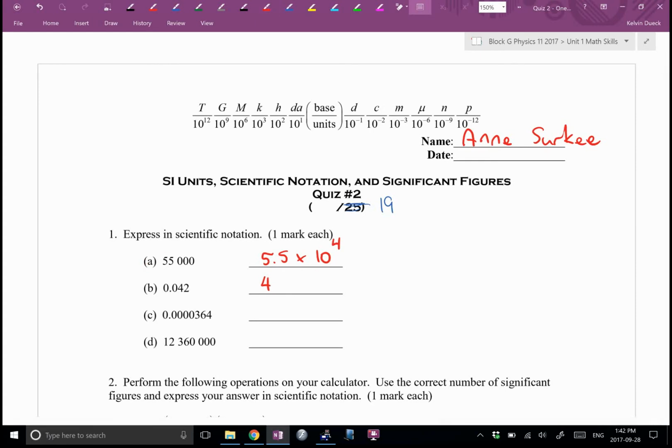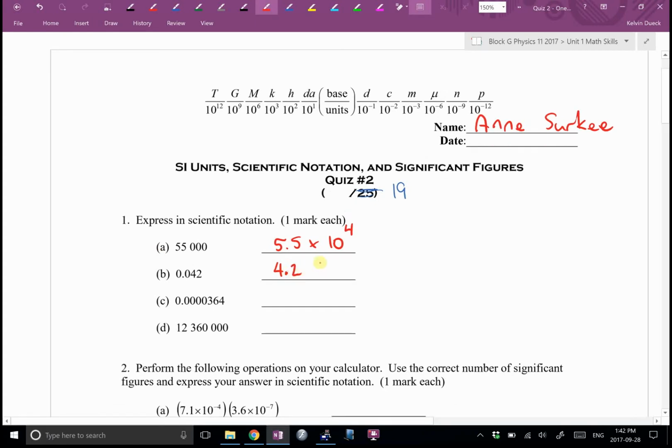Here we go. 4.2 times 10 to the what? First thing I always do if it's a small number, I write down the negative even before I start to count, just to make sure I don't forget. Because it's not like that's never happened. Negative 3 or negative 2? And negative 2.